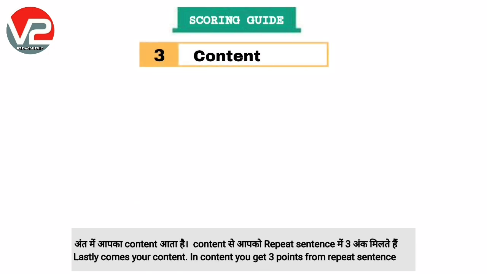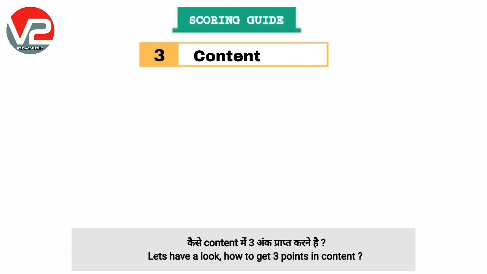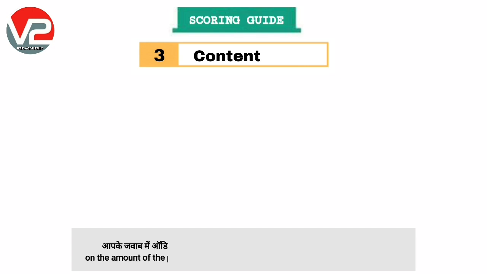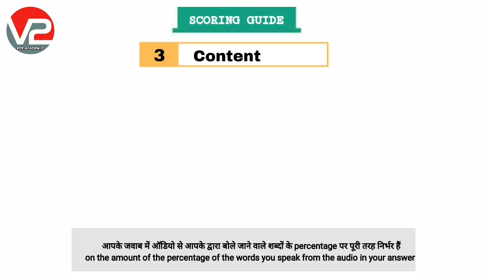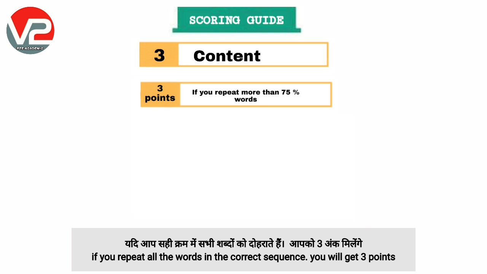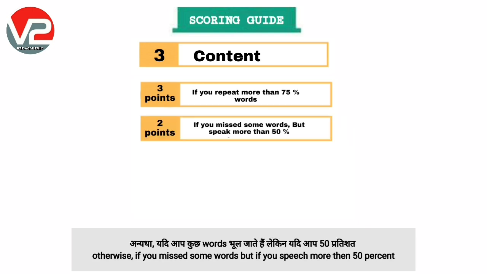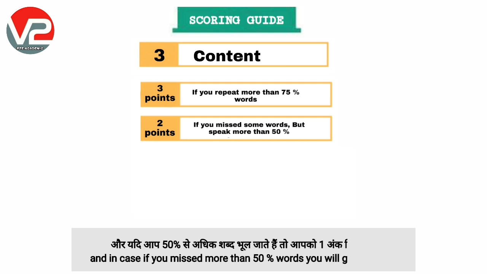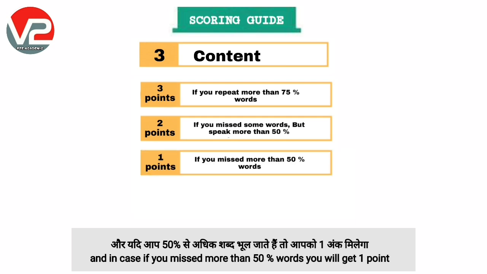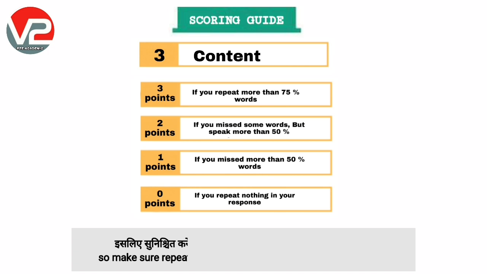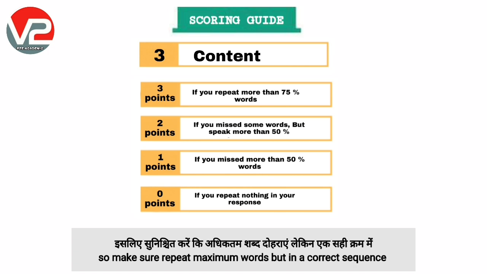Lastly comes your content. In content you get 3 points from repeat sentence. Let's have a look at how to get 3 points in content. The points in your content section depend completely on the percentage of the words from the audio that you speak in your answer. If you repeat all the words in the correct sequence, you will get 3 points. Otherwise, if you miss some words and speak more than 50%, you will get 2 points. In case you miss more than 50% of the words, you will get 1 point. Lastly, if you repeat nothing in your response, you will get 0 points. So make sure you repeat the maximum words, but in the correct sequence.